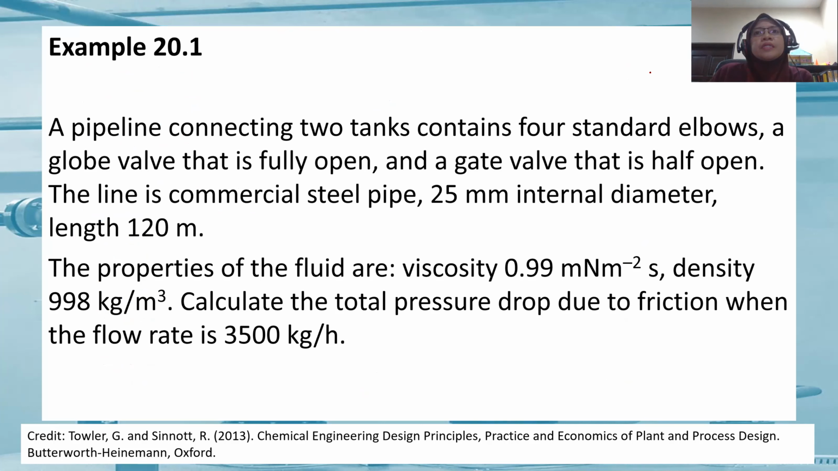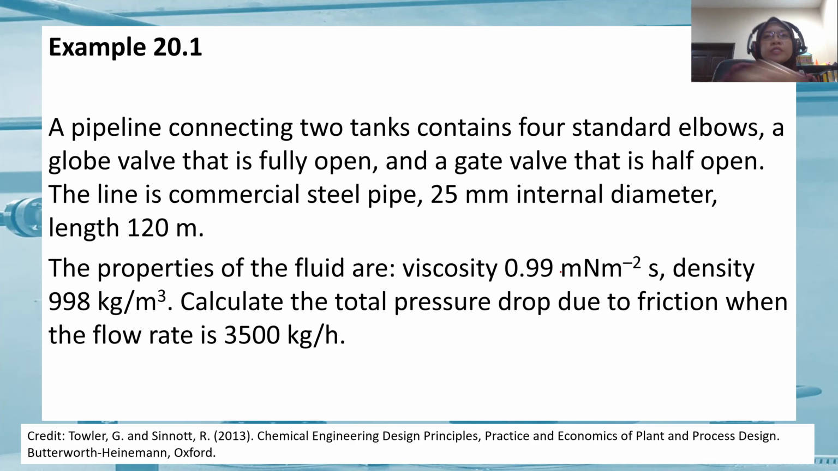Let's look at an example here. In this example from this textbook, Chemical Engineering Design Principles, which is quite a good textbook, I'm going to show how to calculate the pressure drop considering the friction plus the pressure drop due to the fittings and valve. Here, a pipeline connecting two tanks contains 4 standard elbows, a globe valve that is fully open, and a gate valve that is half open, and the line is commercial steel pipe.